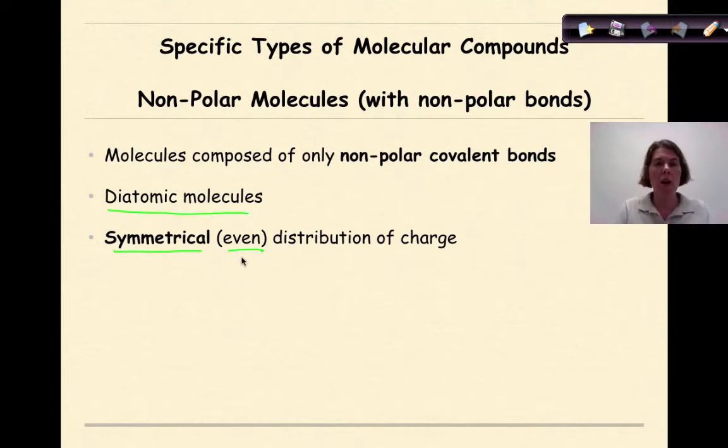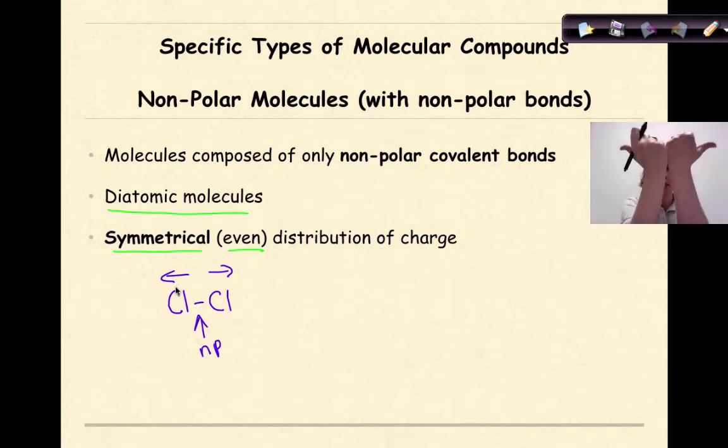An example of a nonpolar molecule with nonpolar bonds could be something like chlorine, Cl2. That's a nonpolar bond. Therefore, there's equal pull by each of these chlorines on those electrons that they're sharing, so the molecule as a whole is nonpolar. I like to think of the arrows as canceling each other out. Because they are canceling each other out, pointing in opposite directions, it's a nonpolar molecule.